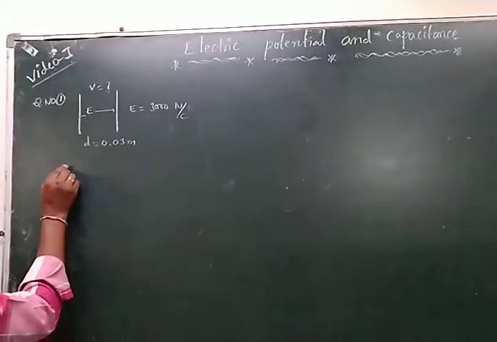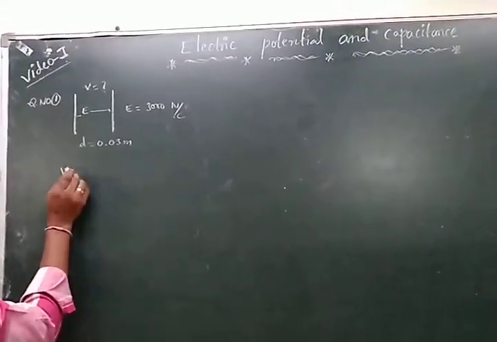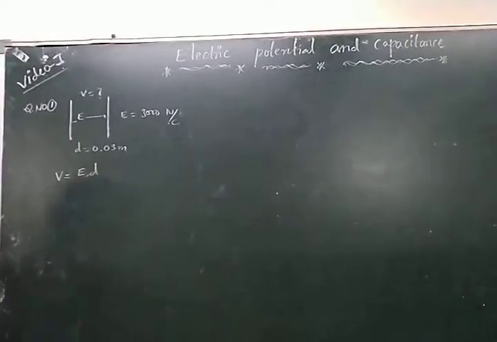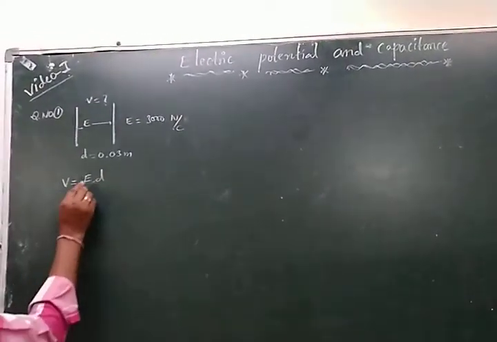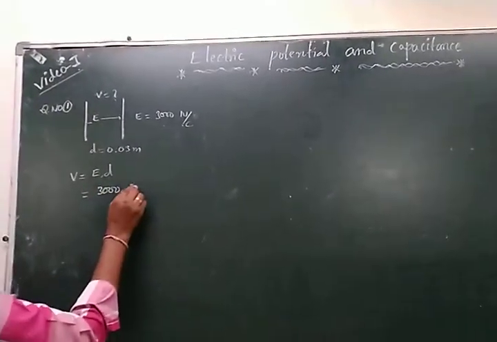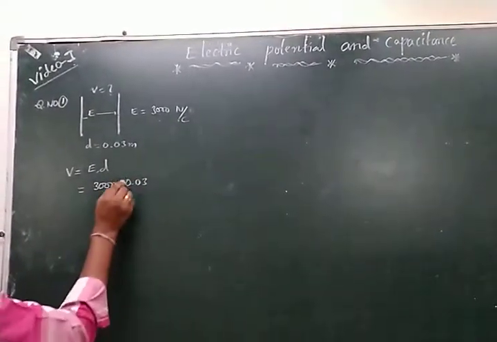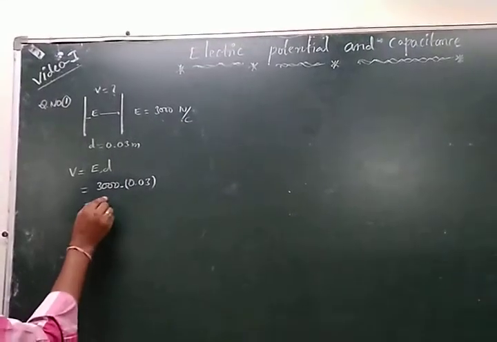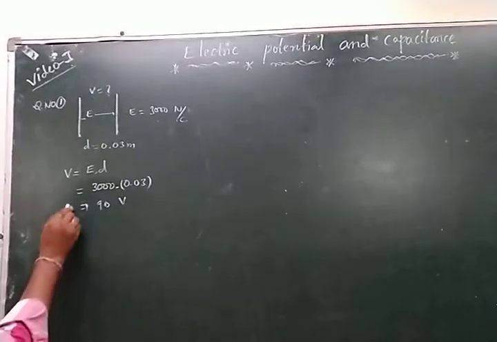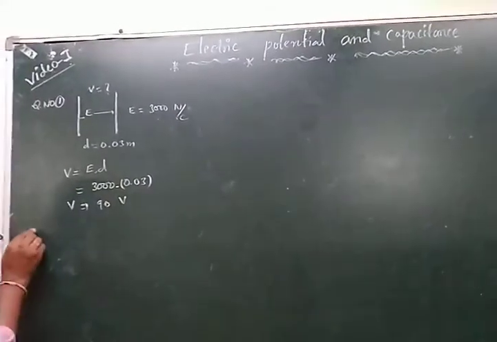We know the formula: the potential V is equal to electric field into distance. The electric field is 3000, into distance 0.03. That is equal to 90 volts. So the answer is 90 volts. Next, question number 4.